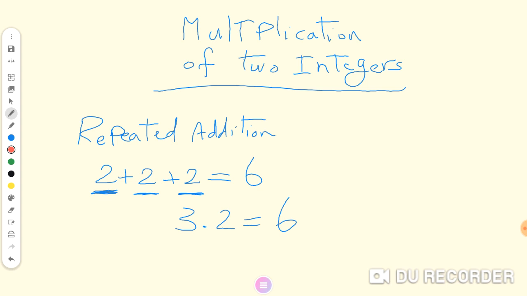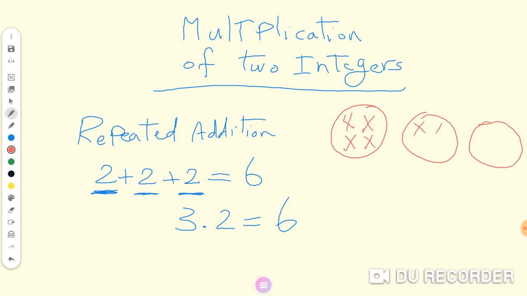So if we want to make it as a graph, if I have 3 groups of 4 x's, how many x's do I have? How many groups here? The number of groups is 3. Times how many elements in each group? 4 elements. 1, 2, 3, 4. So it's 3 times 4, which is equal to 12. This is the meaning of multiplication.